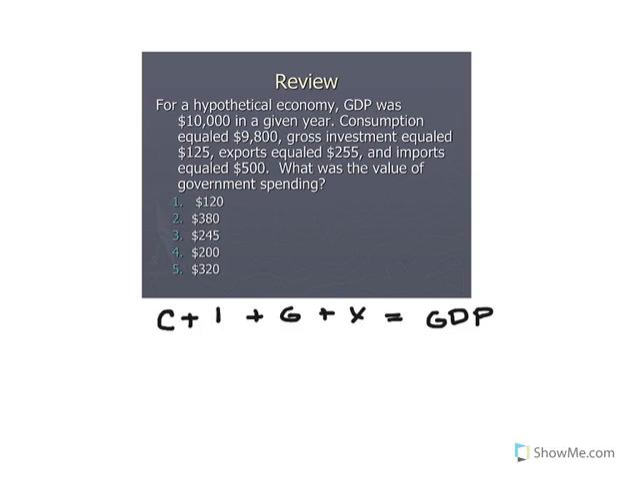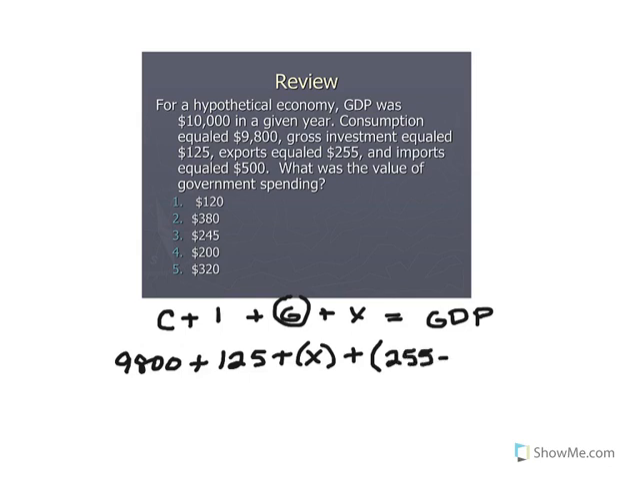If you think about it, we just start to fill in these numbers for a formula. So it says the consumption was 9,800, so there's my C value. It says gross investment was 125, so there's my I value. We're trying to figure out what the government expenditures were, so that's the G that we're solving for. And then the net exports, and we know is exports minus imports, so the value of the exports was 255. We have to subtract out the imports, which was 500, and all of this is going to equal 10,000 because that is the total value of our GDP.